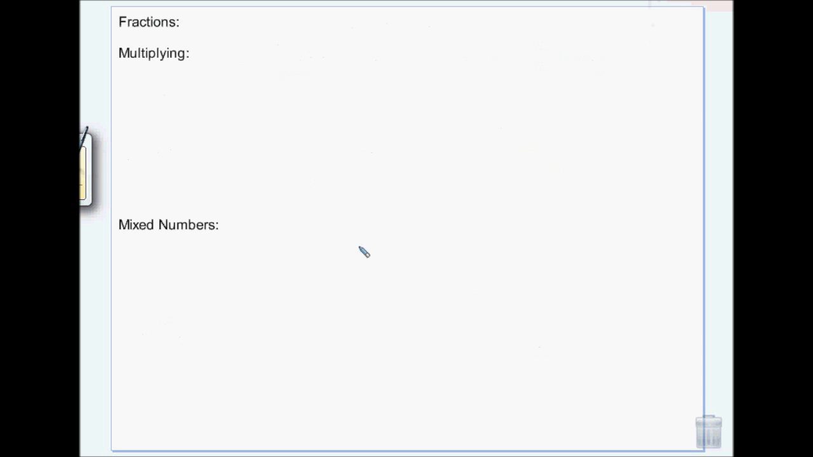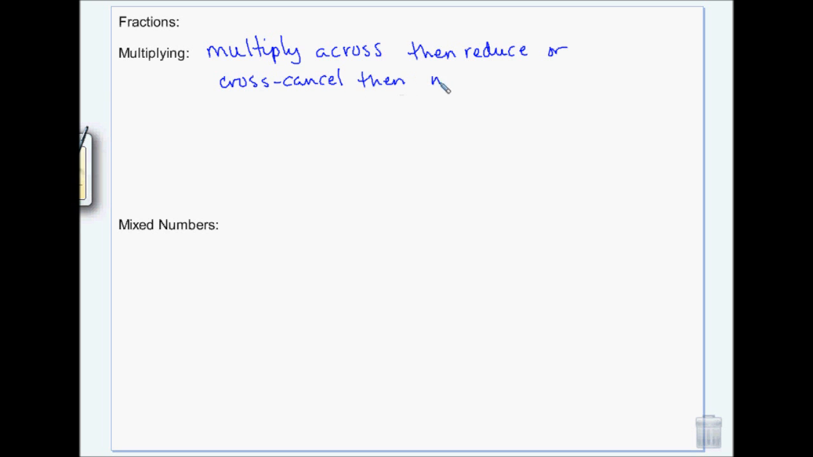Okay, so multiplying fractions. You multiply across and then reduce, or you can cross cancel, then multiply. Okay, so I'm going to do both.